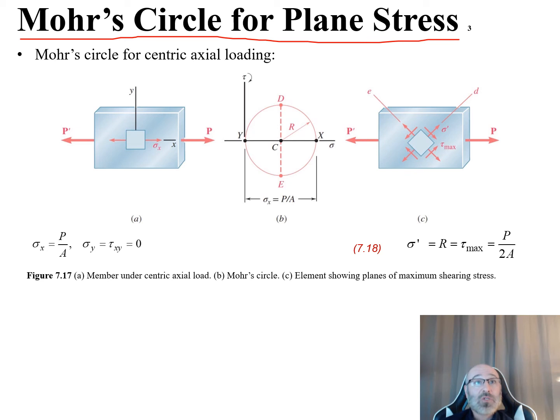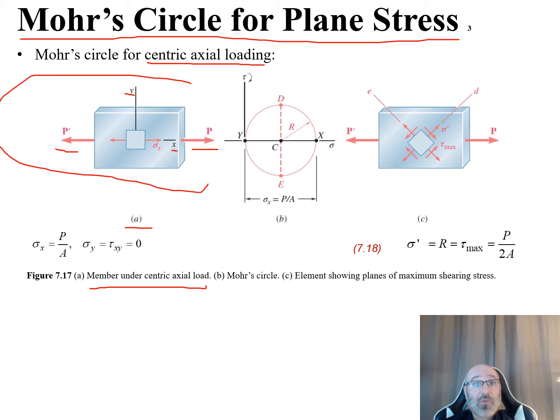So as we continue on with our discussion for Mohr's circle for plane stress, let's take a look at Mohr's circle for centric axial loading. In part A, what we have here is a member under centric axial load. You can see there's our load P and our P prime. Now we can see our standard coordinate system we've drawn out here, our Y going up, and our X positive going to the right. So now we have this element that we can take a look at. How do we get to B, which is our Mohr's circle, utilizing that member under centric axial loading? Well, we have this relationship that our sigma x is equal to our load over our area.